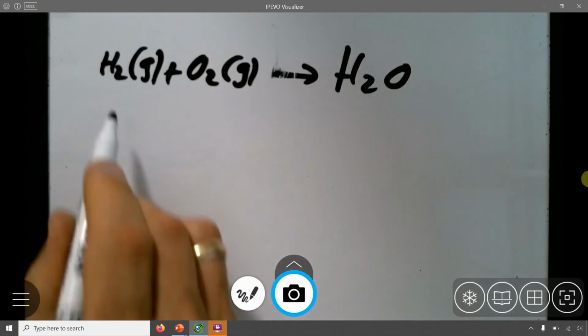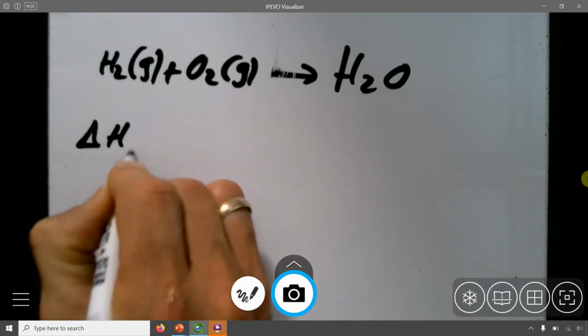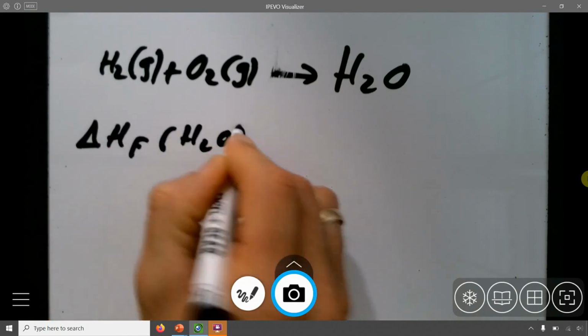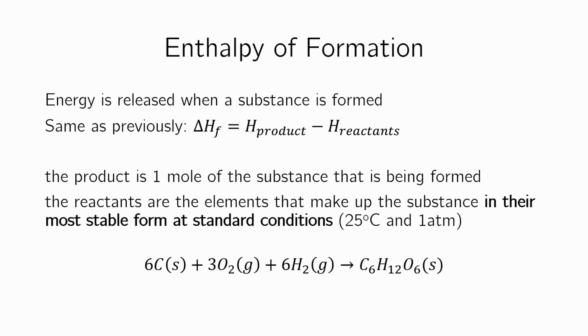So that's the definition here, and then I have to balance that, and that's how I would write the delta H of formation. I would say that the delta H of formation for water is going to be the delta H. Well, I didn't write that down yet. We'll get to that in a second.